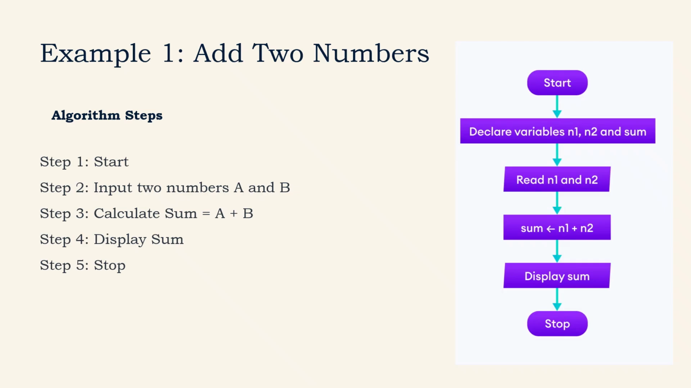First, the program starts. Then it asks the user to enter two numbers. After receiving the input, the program performs the addition operation. Finally, it displays the result and stops. On the right hand side, you can see the start and the stop, the oval symbols. Next, for input, you declare variables n1, n2 and sum. You read the numbers n1 and n2, then add n1 and n2 to sum, display the sum and then stop.